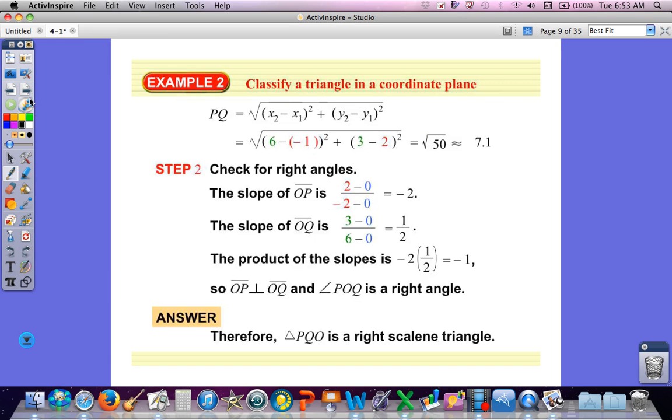And then they have you check the slopes. Since the slope OP and OQ is a right angle, because OP has a slope of -2 and OQ.